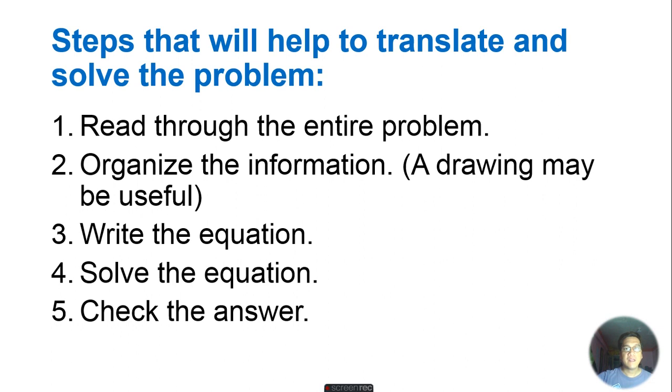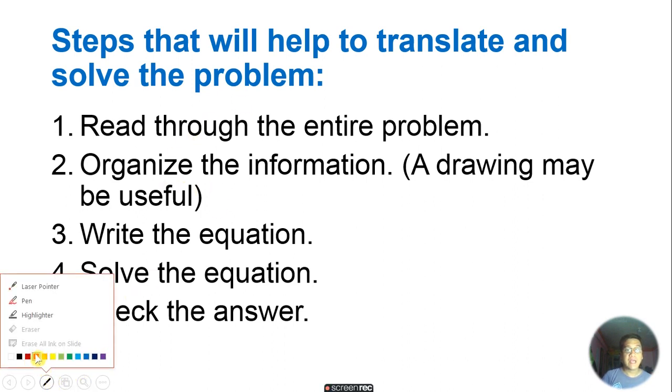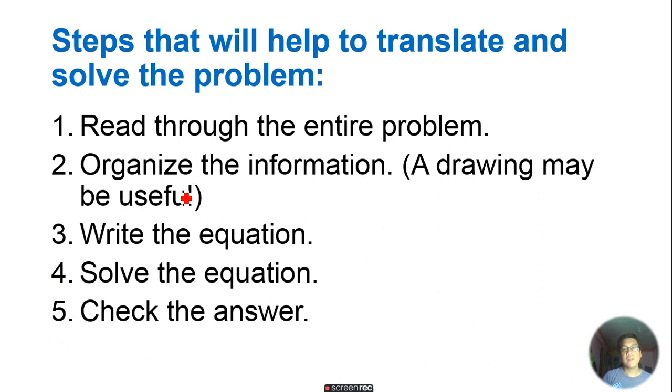Number one, read through the entire problem because we're going to understand the given problem. Number two, organize the information. When we organize our information, a drawing may be helpful, meaning we're going to illustrate them using illustrations or drawings. Next, number three, we're going to write the equation. And then, after writing the equation, we're going to solve it. So, solve the equation. And afterwards, we're going to check the answer.